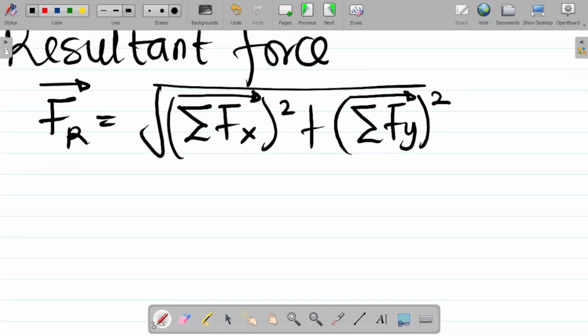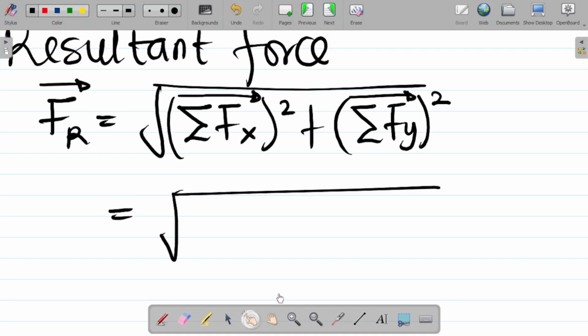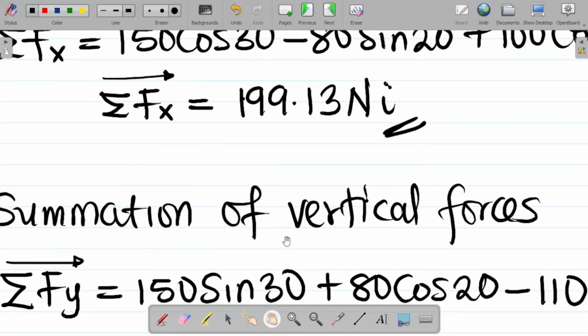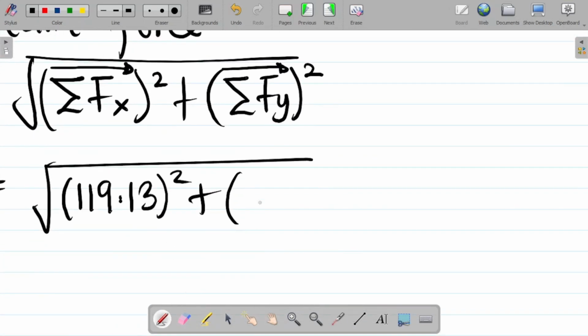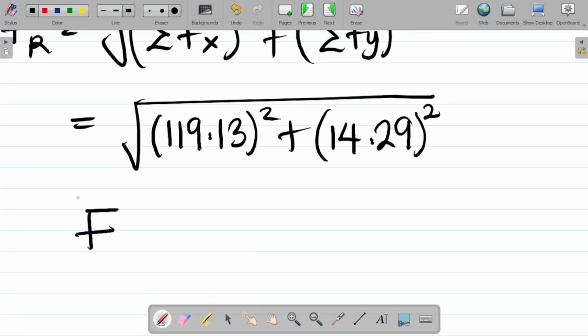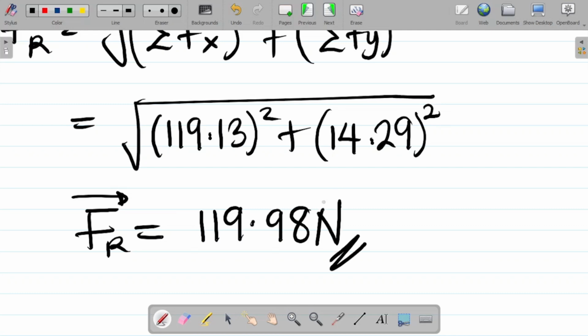All right, so this will be equal to the square root of what's Fx? Fx is 119.13, all squared, plus what's Fy? Fy is 14.29, all squared. So we have this. Fr is equal to root of 119.13 squared plus 14.29 all squared. If I punch this, what I have here is 119.98 Newton. All right, so this is my resultant force.